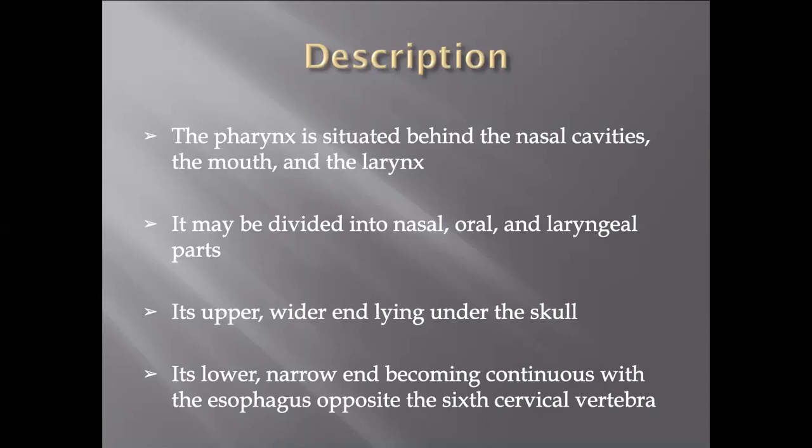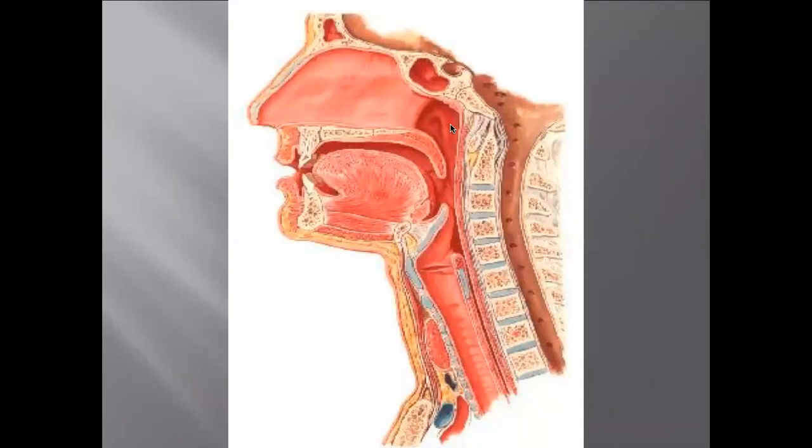Where is the pharynx situated? It is situated behind the nasal cavities, mouth and larynx. That's why it is divided into the area behind the nasal cavity, called the nasopharynx; behind the oral cavity, called the oropharynx; and behind the larynx, called the laryngopharynx. Okay, let us see the picture.